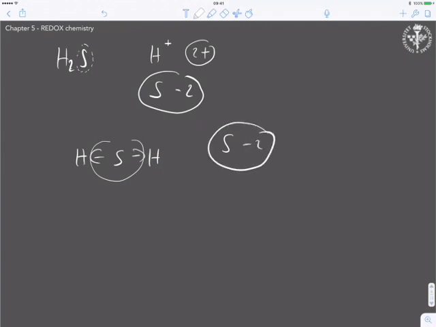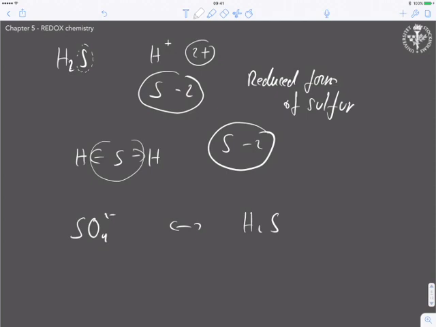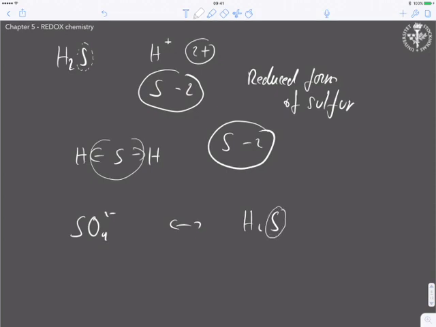So in this case, because the sulfur is getting electrons, this is a reduced form of sulfur. So if we have sulfate on one hand and H2S on the other hand, the oxidation state of sulfur in sulfide is -2. The oxidation state of sulfur in sulfate is +6. You have 8 electrons in between.